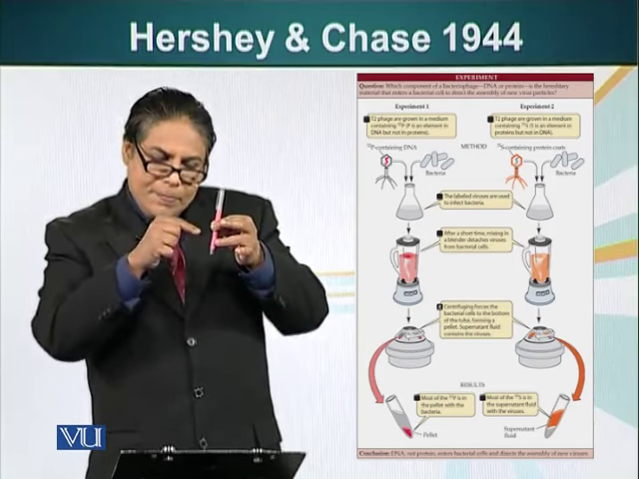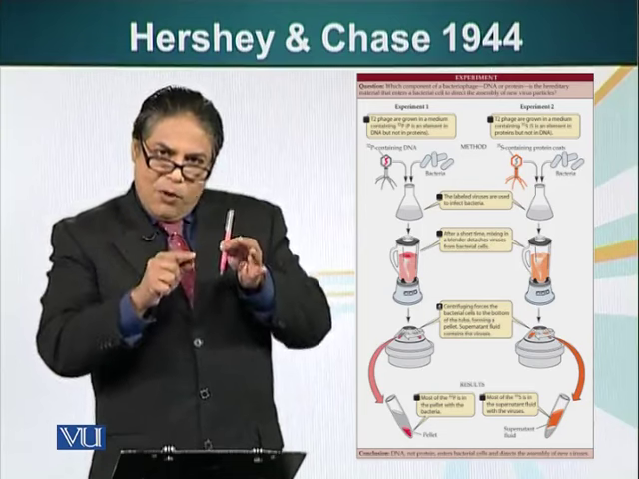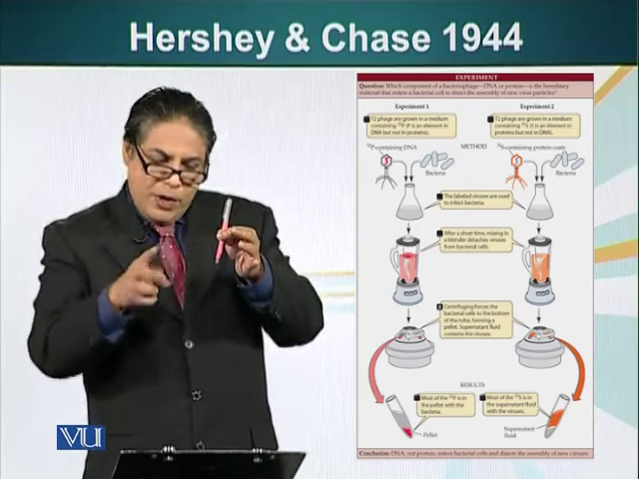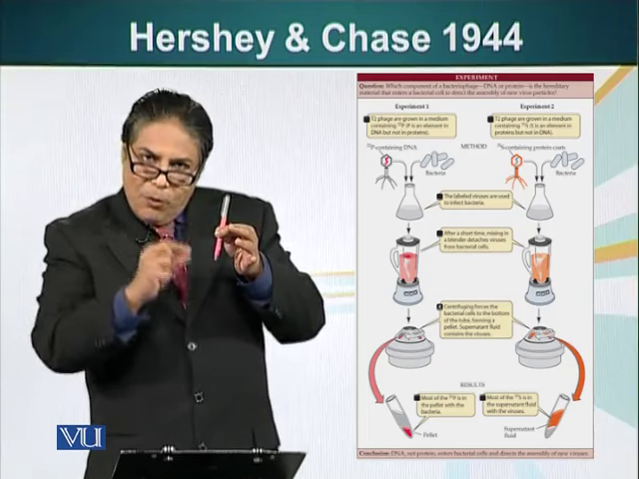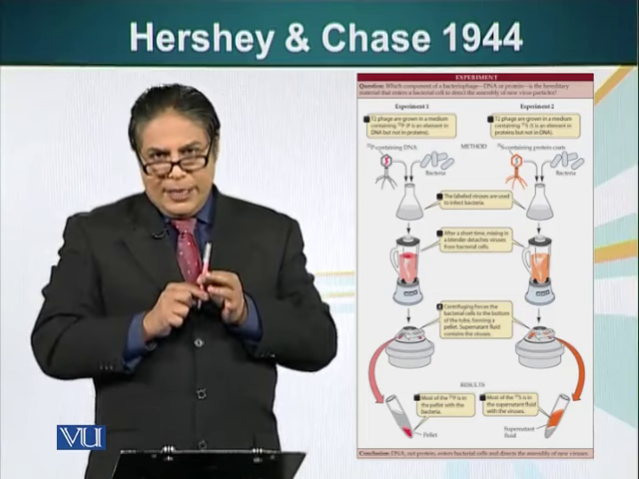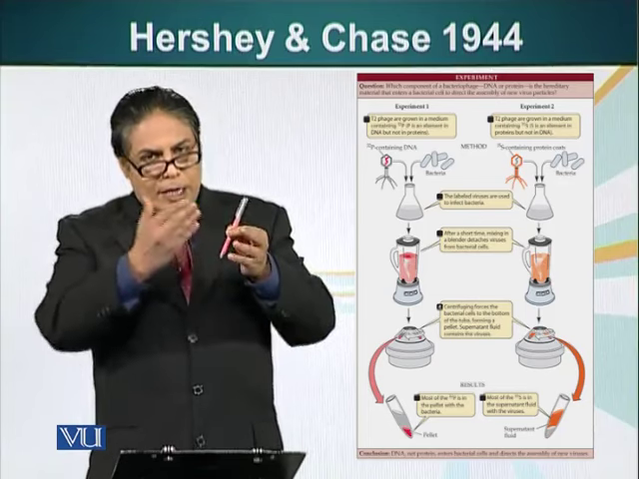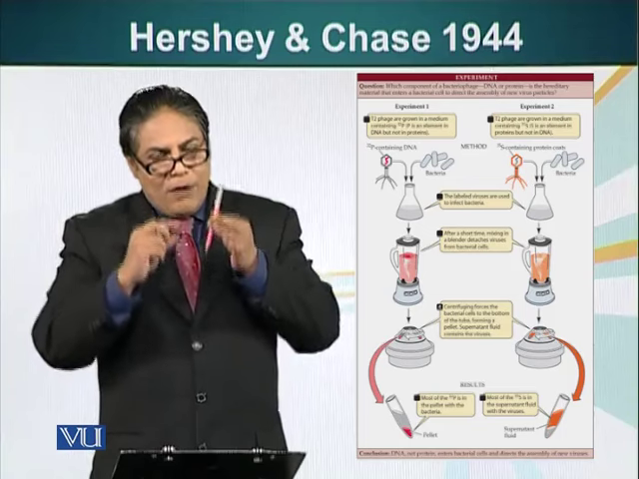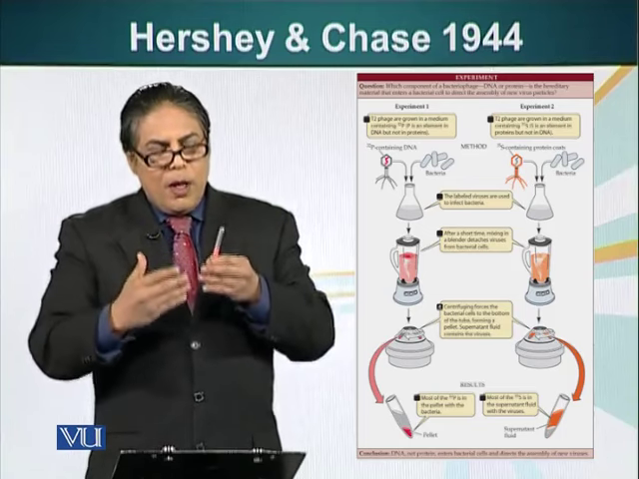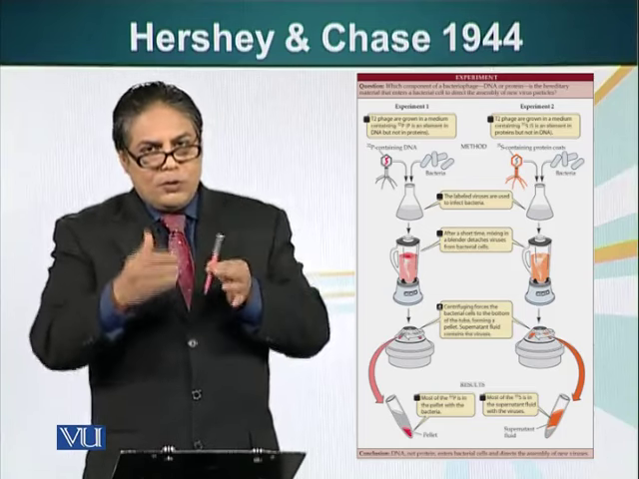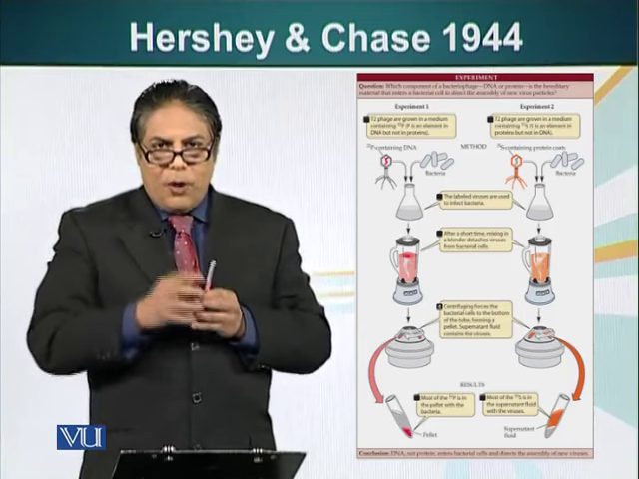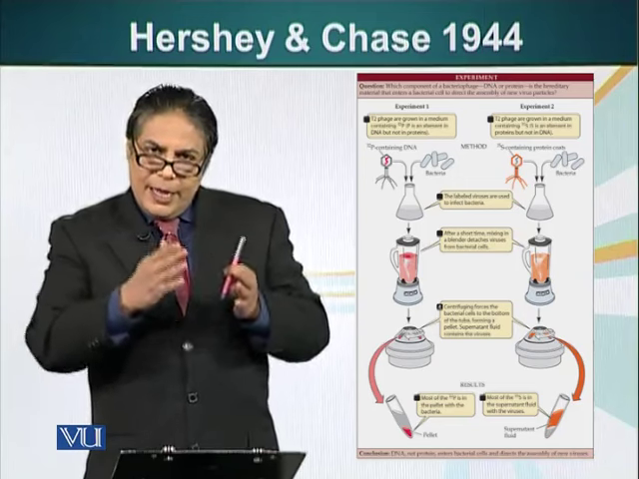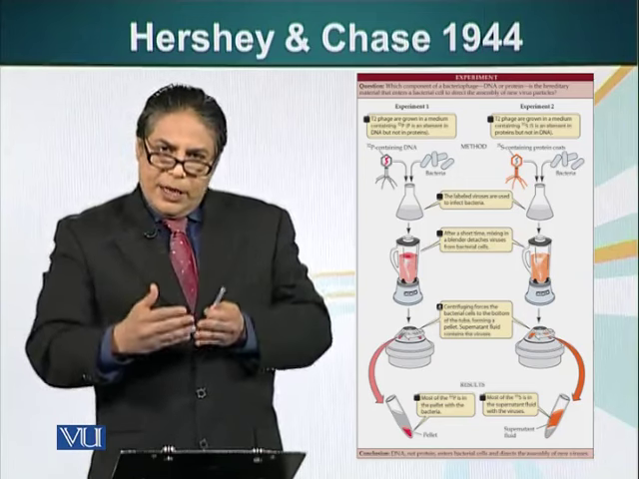it would imply that our DNA molecule is what went inside, since phosphorus is present in DNA and we have only two candidates, protein or DNA. So it turned out, of course, that the sample that contained viruses with a heavier isotope of phosphorus had a radioactive pellet. The scientists did not stop there. They did an additional experiment. They allowed the bacteria to grow.